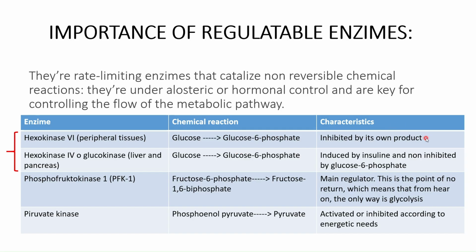Whereas glucokinase or hexokinase 4 is present in the liver and in the pancreas, and it's induced by insulin, and it's not inhibited by glucose 6-phosphate. And it makes a lot of sense because the organ that is in charge of regulating glucose is the liver.